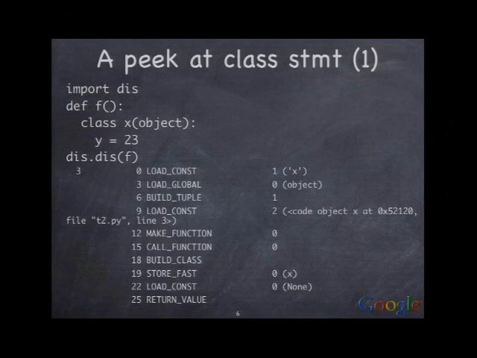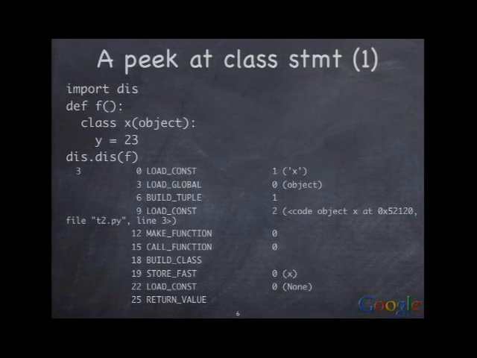And this is the disassembler that basically gives you back the bytecode from just about any executable object, but functions are the most convenient for that. So here is what this function does, starting at line 3, which is basically where the class statement is. The constant x, the name, is loaded, and then object turned into a tuple of one item, because the bases are always a tuple. And then a constant is loaded, which is a code object, which is basically, just like for a function, because execution always happens to bytecode. So this has been built into bytecode before getting executed.